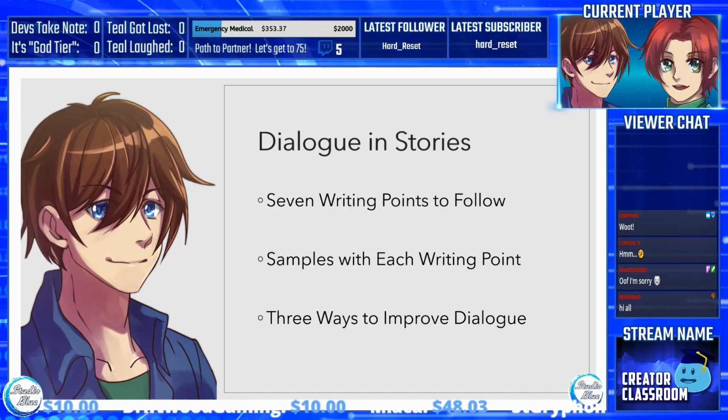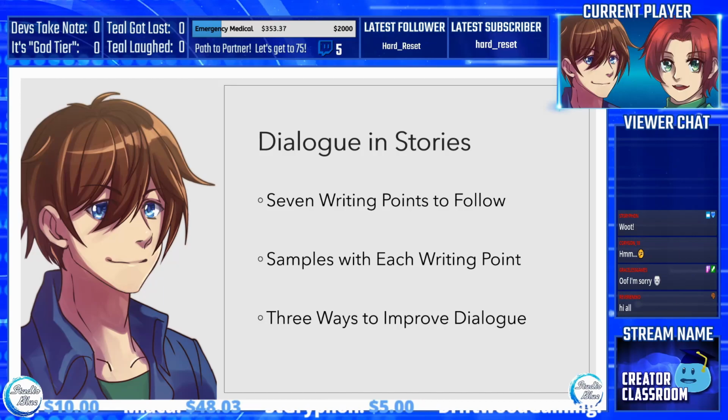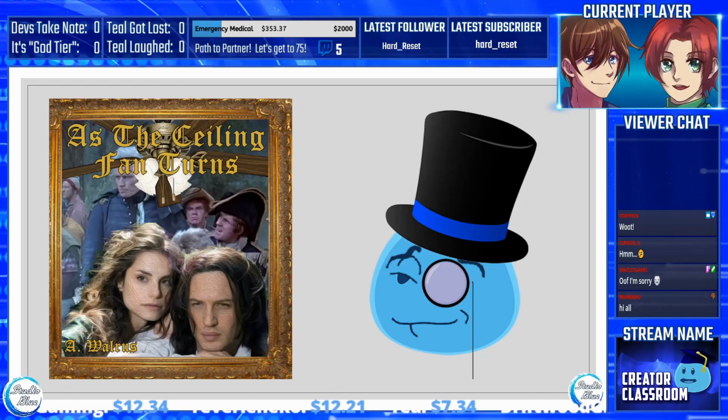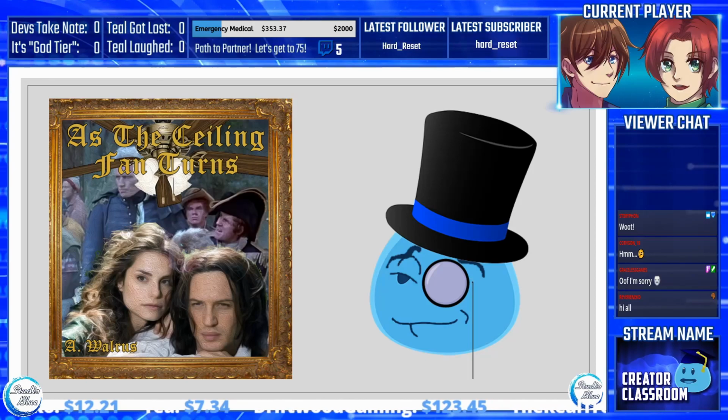So in order to go through these writing points and the different samples, we are going to go over the great American classic, As the Ceiling Fan Turns, a wonderful, gripping, romantic drama written during the War of 1812. By the way, the movie adaptation is amazing. You should absolutely check it out. So here we go, jumping into the writing points.